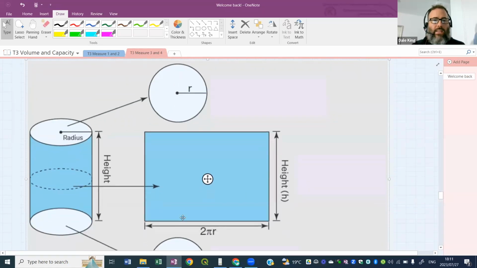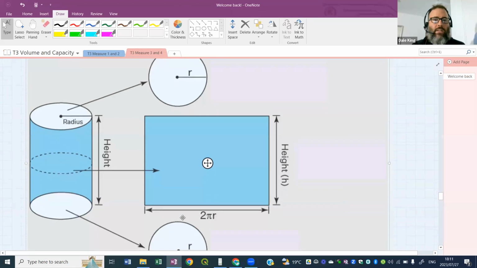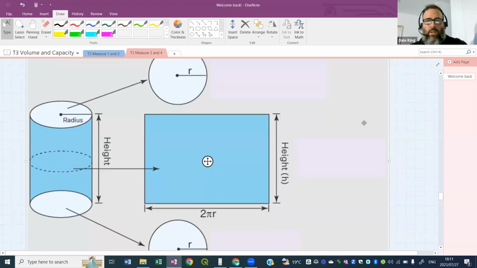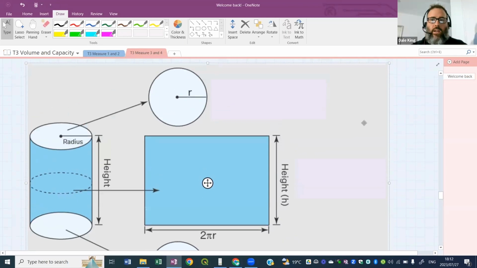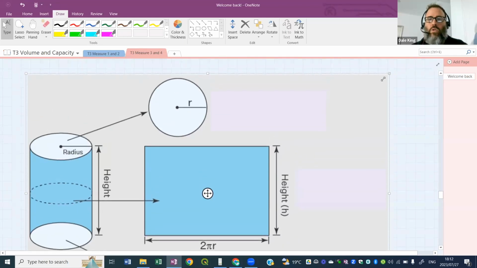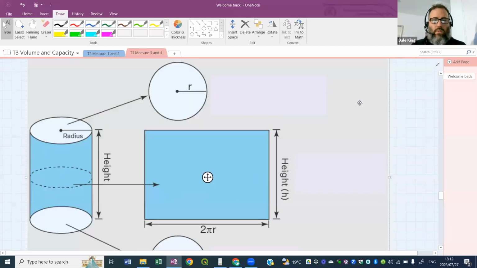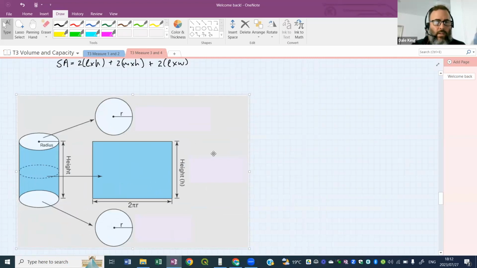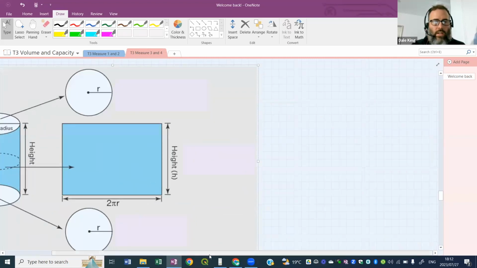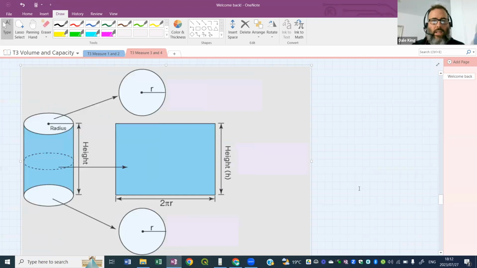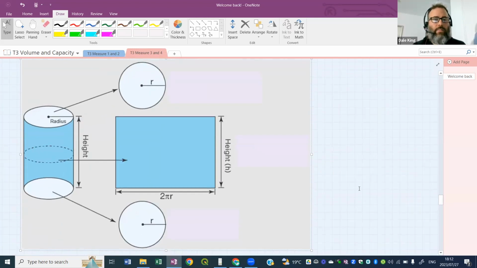Okay, and the cylinder, when you flatten that out, gives you 3 shapes. It gives you 2 circles. Let me zoom out a little bit more. Too much. 2 circles and a rectangle. Now there's something in here that we need to talk about. We got a circle on the top, a circle at the base, and then we have the outside of the cylinder.